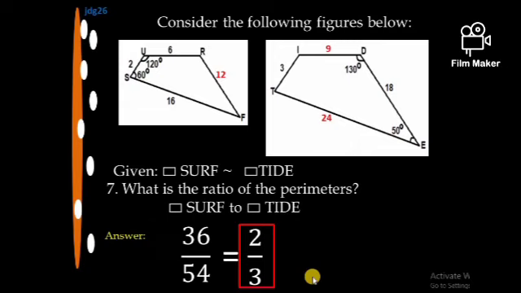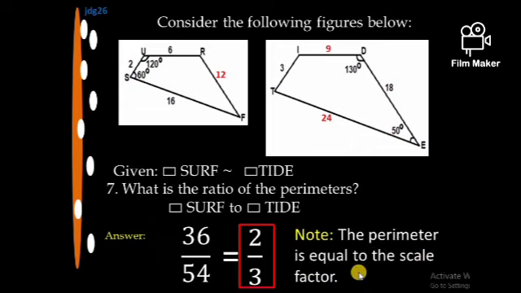Note, the ratio of the perimeters is also equal to the scale factor. Diba ang scale factor natin ay 2/3? Equal lang siya sa ratio ng perimeter ng dalawang figures.